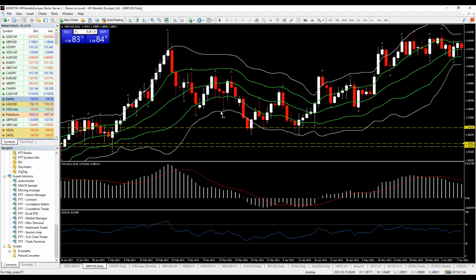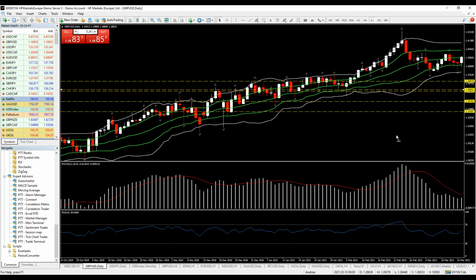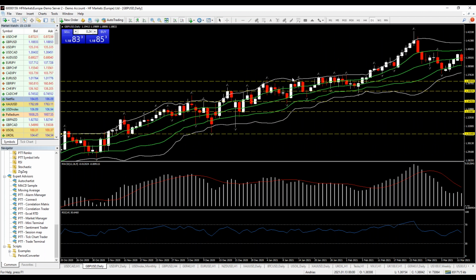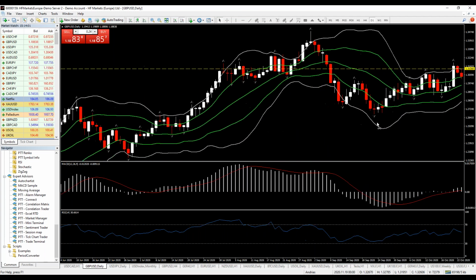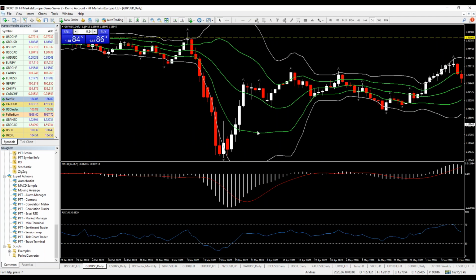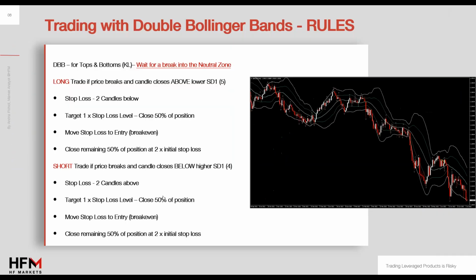I cannot find one right now, guys, but it is when you have a lot of volatility. So if, for example, this candle broke the standard deviation and closed up here, that's extreme volatility, so you shouldn't take the trade, okay?